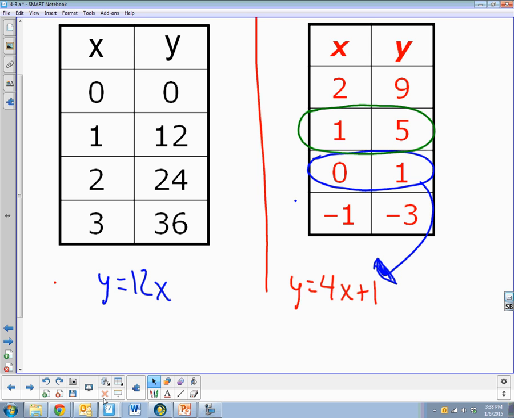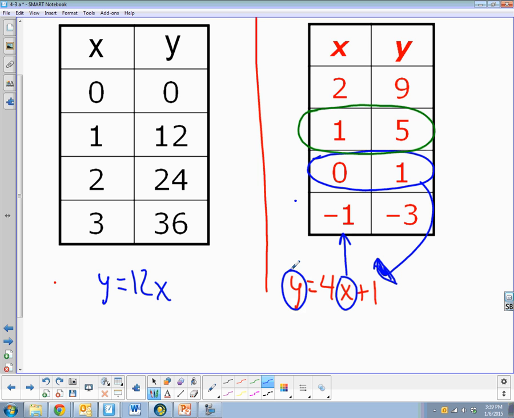So without adding or subtracting, the only way to change a 1 into a 4 is to do times 4. 1 times 4 would give us 4, plus 1 would give us 5. So if I take my x value, any of these x values, and do times 4 plus 1, I'll get my y value. Let's try with the negative 1 here.